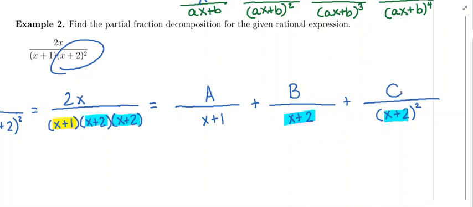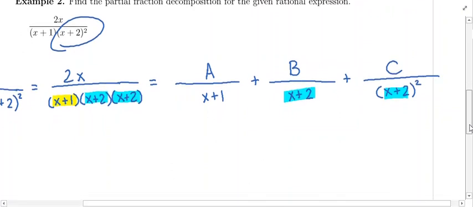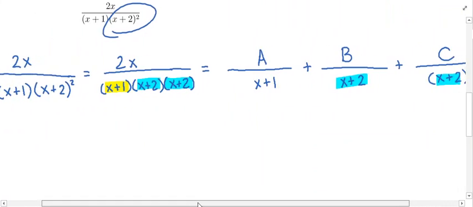Now we're going to go through the process again of solving for the A, the B, and the C, and then we will have our partial fraction decomposition. Again, like I said, the hardest part is setting it up. Then you just get rid of the fractions, turn it into a system of equations, and solve the system of equations.